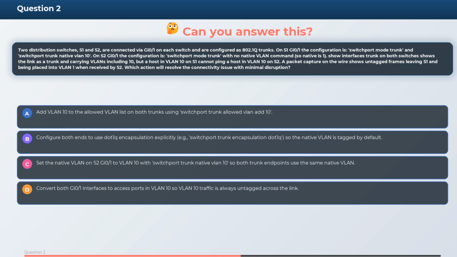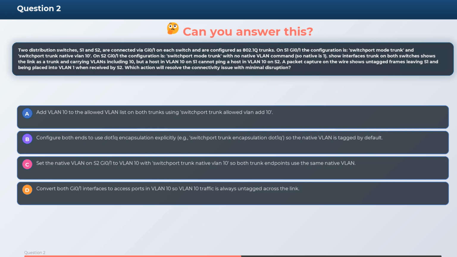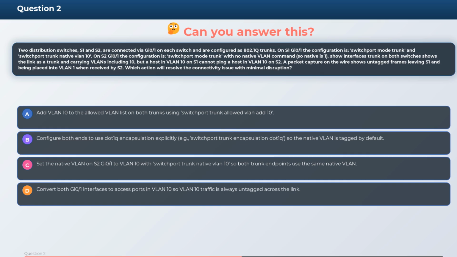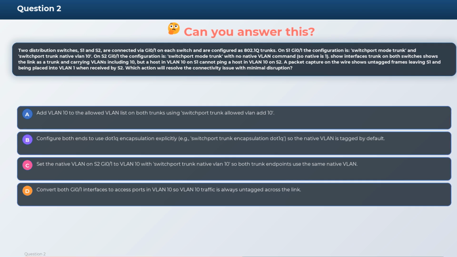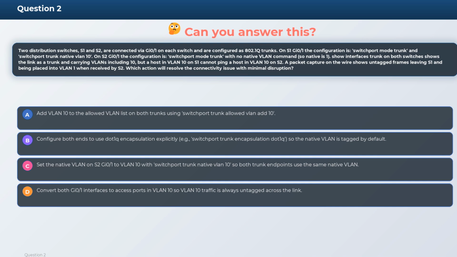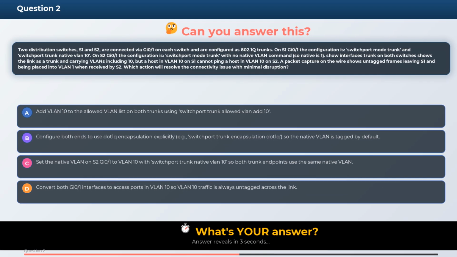A. Add VLAN 10 to the allowed VLAN list on both trunks using switchport trunk allowed vlan add 10. B. Configure both ends to use dot1q encapsulation explicitly, for example switchport trunk encapsulation dot1q, so the native VLAN is tagged by default. C. Set the native VLAN on S2 Gi0/1 to VLAN 10 with switchport trunk native vlan 10 so both trunk endpoints use the same native VLAN. D. Convert both Gi0/1 interfaces to access ports in VLAN 10 so VLAN 10 traffic is always untagged across the link. What's your answer? Take a moment to think.